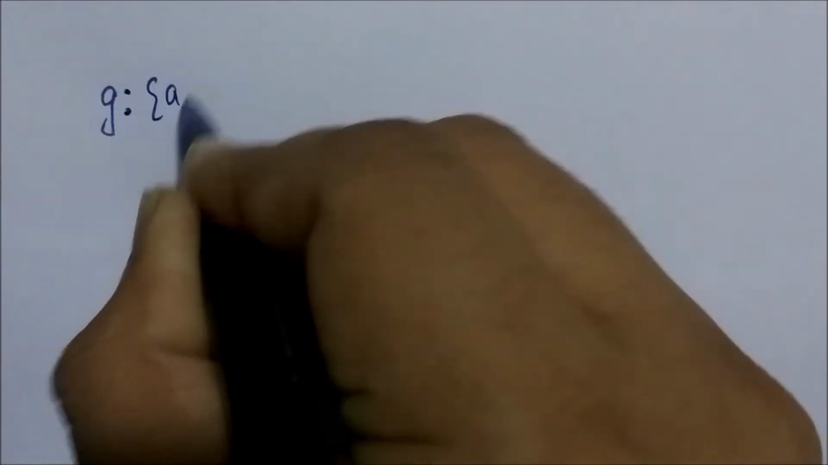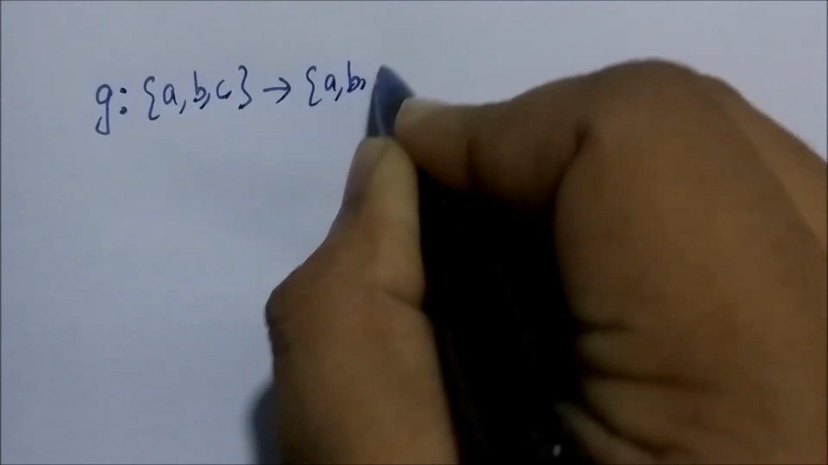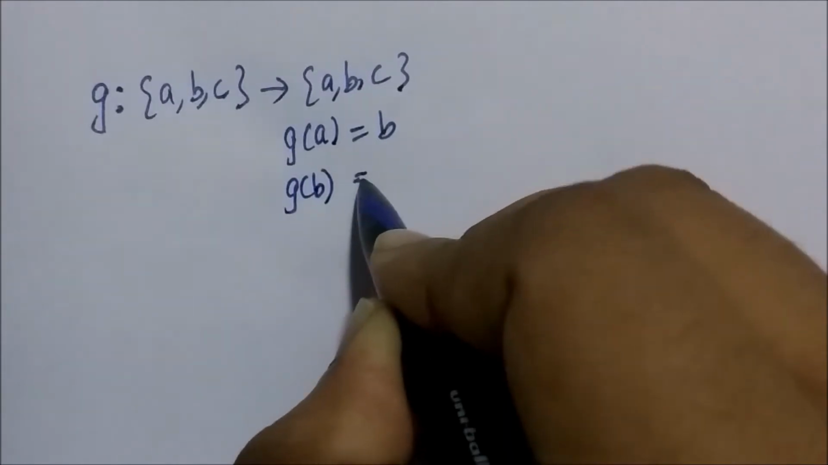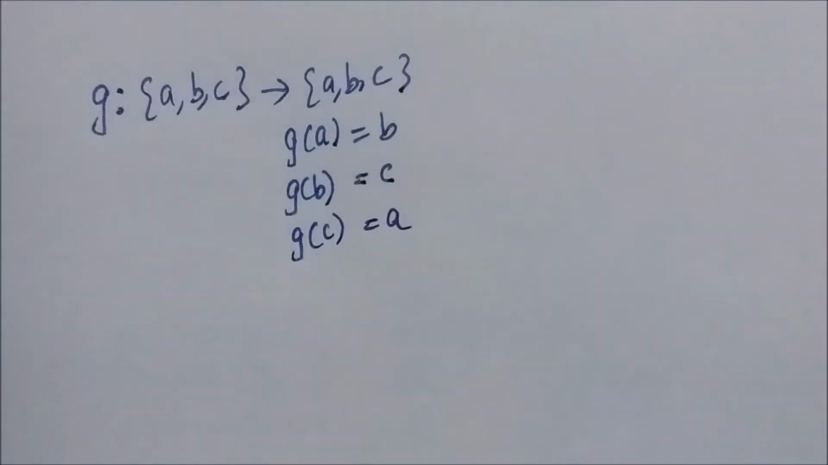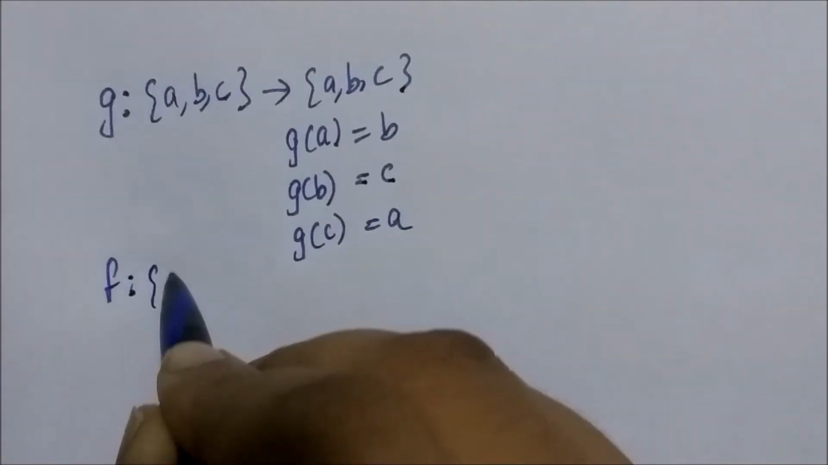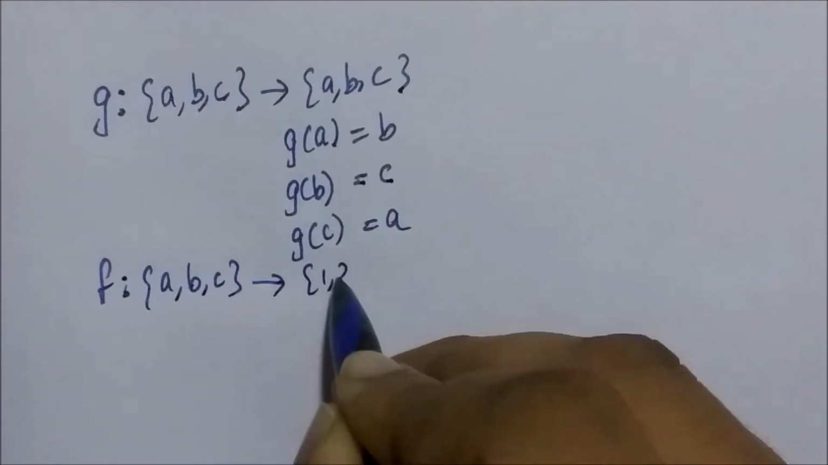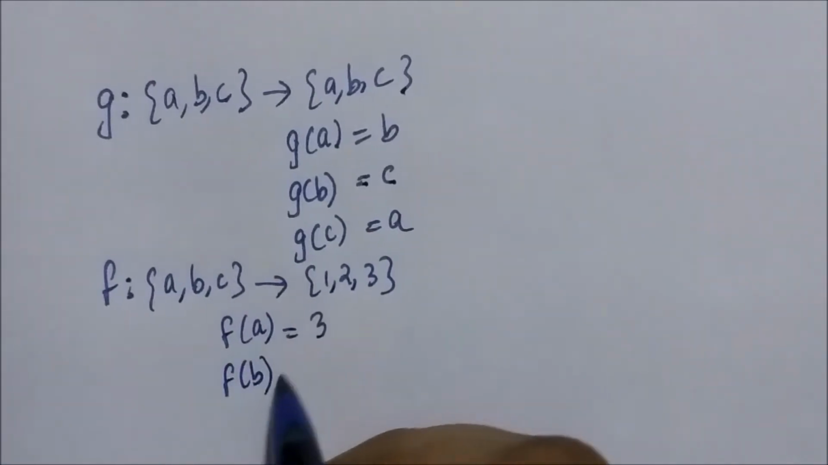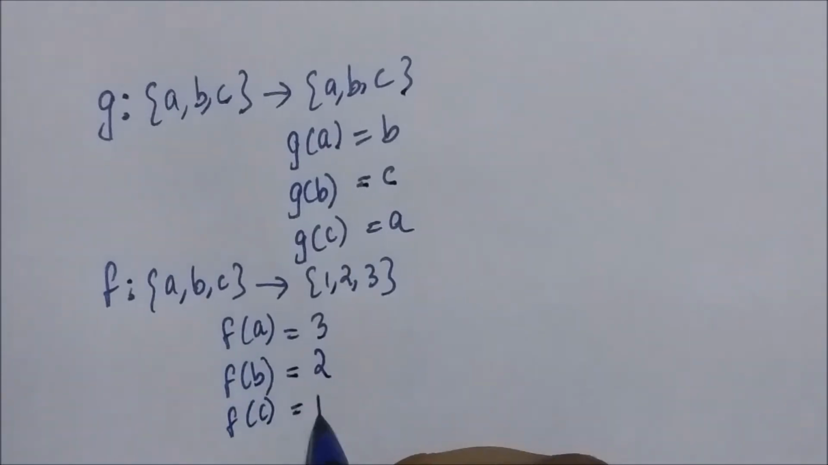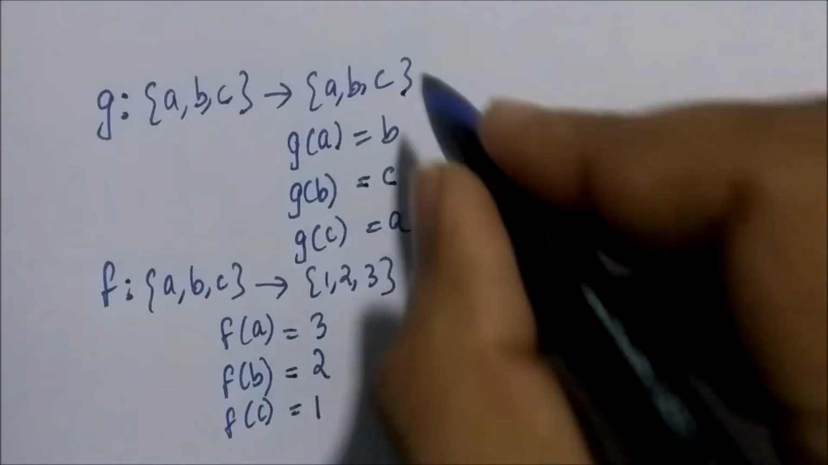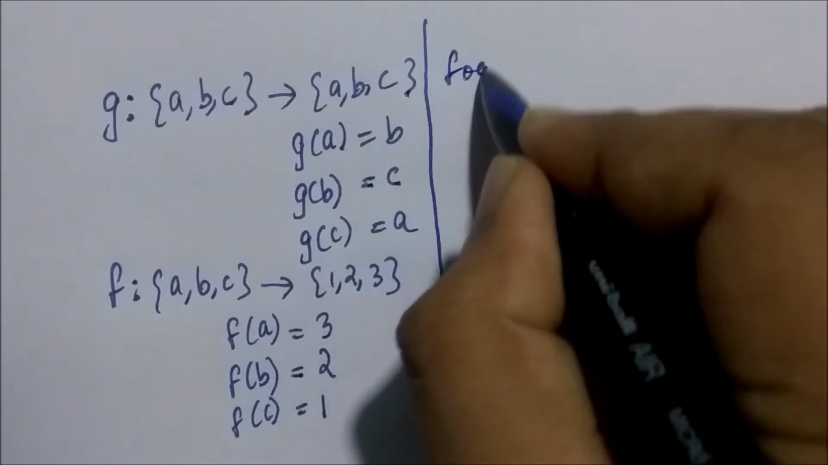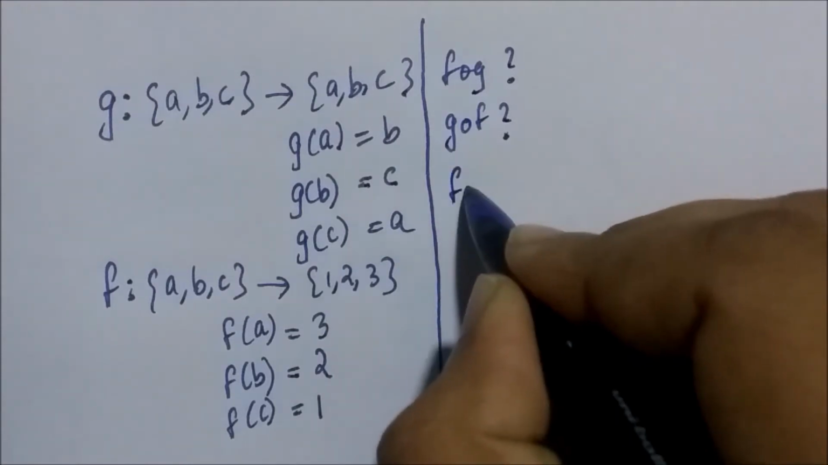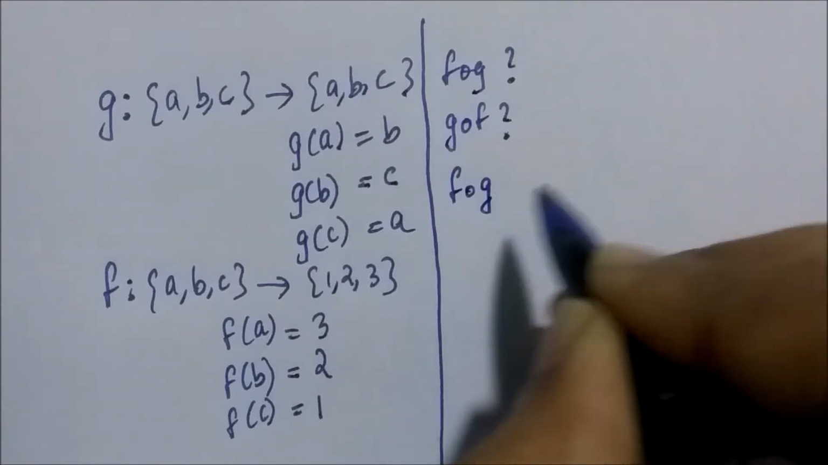Okay, let's see an example. Here let G be the function from set {a, b, c} to itself, such that G of a equal to b, G of b equal to c and G of c equal to a. And let F be the function from set {a, b, c} to the set {1, 2, 3}, such that F of a equal to 3, F of b equal to 2, F of c equal to 1. The question is, what is the composition of F and G, and also what is the composition of G and F?